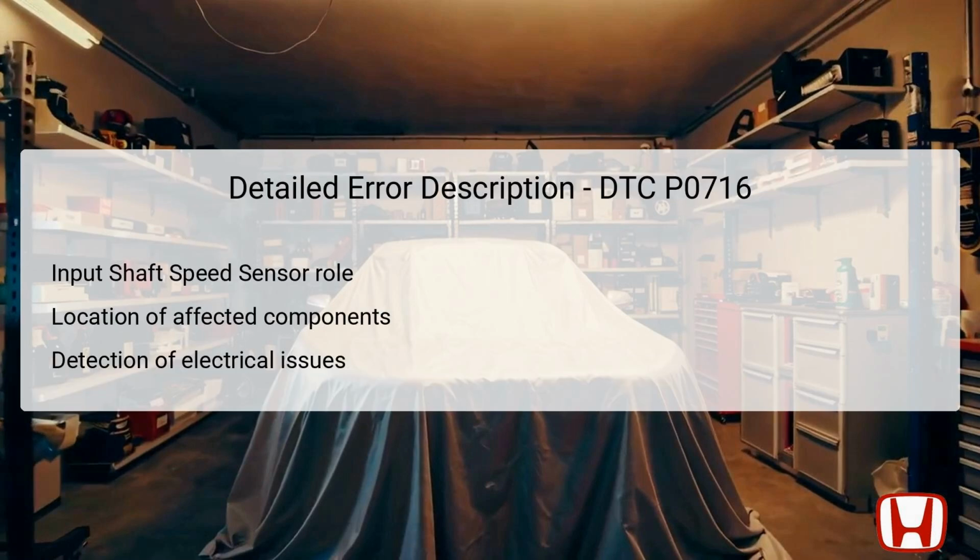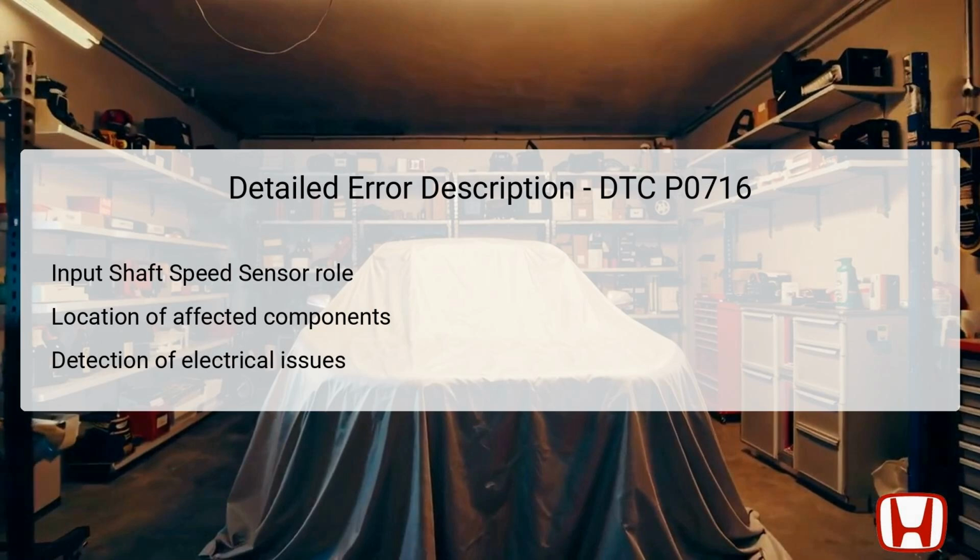The input shaft speed sensor plays a pivotal role in a vehicle's transmission system. Located on the transmission assembly, this sensor detects the rotational speed of the input shaft and sends this information to the transmission control unit. In the context of DTC P0716, the primary concern is an electrical circuit malfunction, rather than a failure of the sensor itself or any mechanical issues.